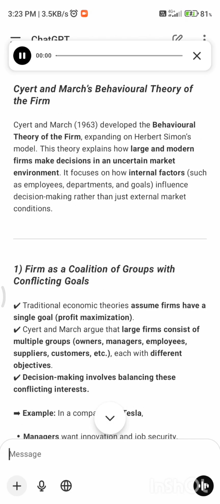Cyert and March's behavioral theory of the firm. Cyert and March, 1963, developed the behavioral theory of the firm, expanding on Herbert Simon's model. This theory explains how large and modern firms make decisions in an uncertain market environment. It focuses on how internal factors, such as employees, departments, and goals, influence decision-making rather than just external market conditions.